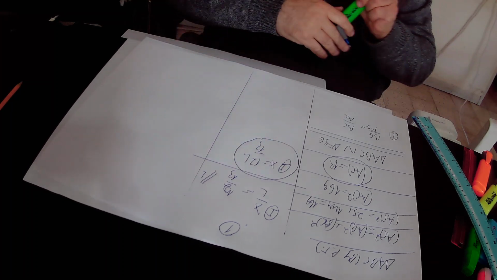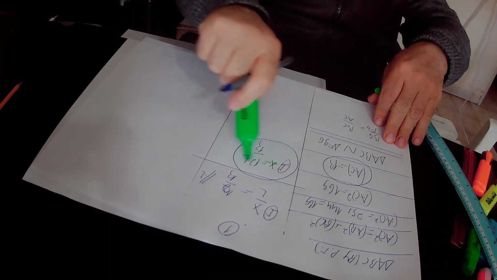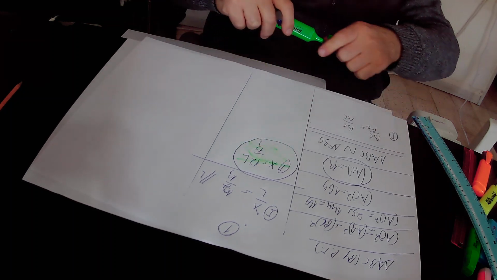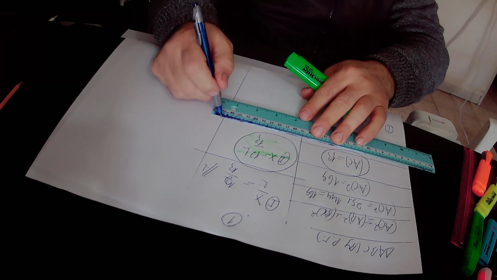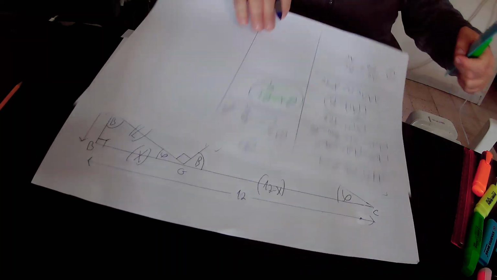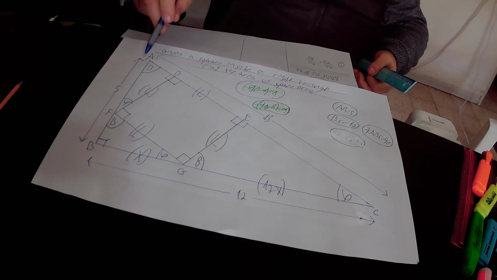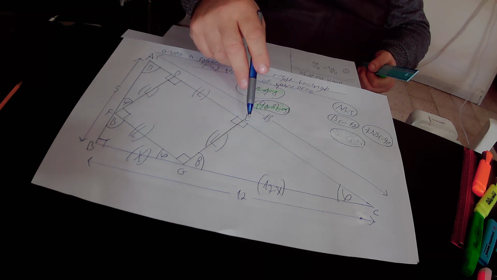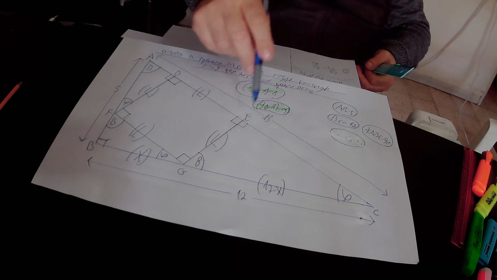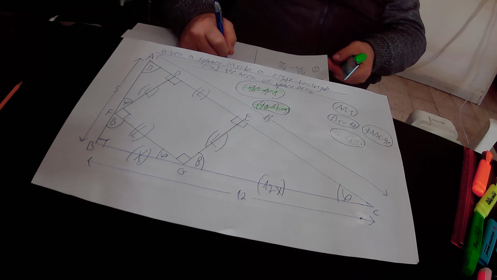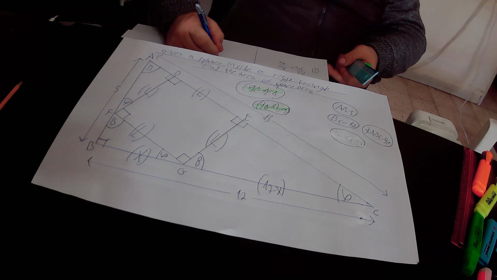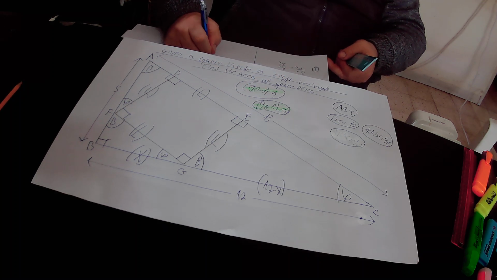And again, according to equation 1, X equals 12L over 13. Likewise, we know that the right big triangle ABC is similar to the right small triangle EGC. So I write it down. The right big triangle ABC is similar to the right small triangle EGC according to the angle similarity rule.